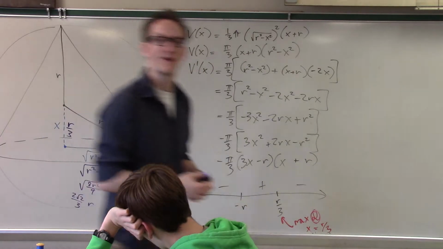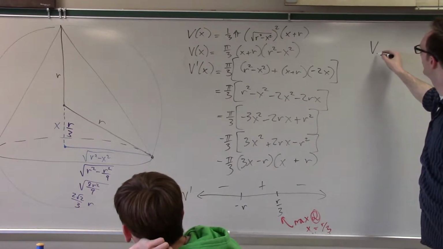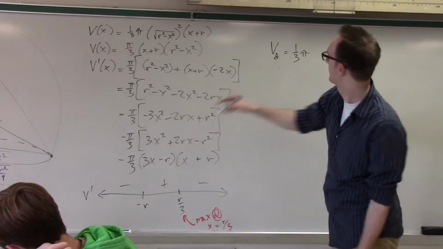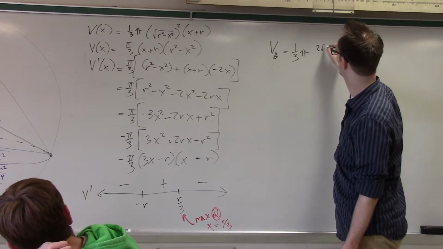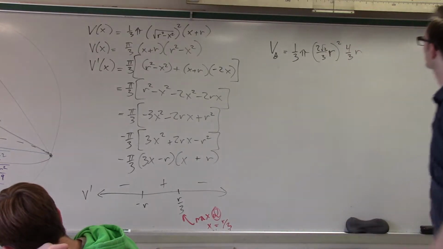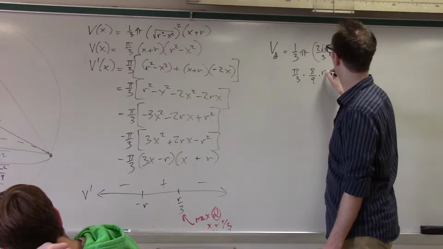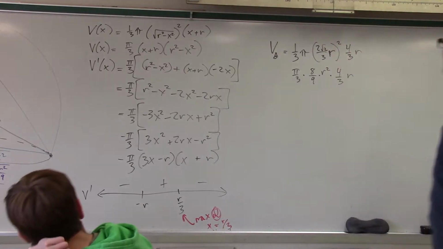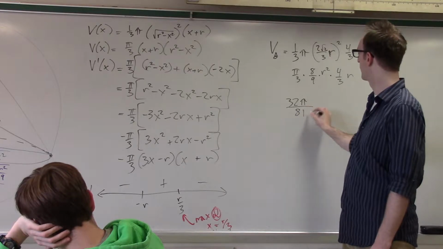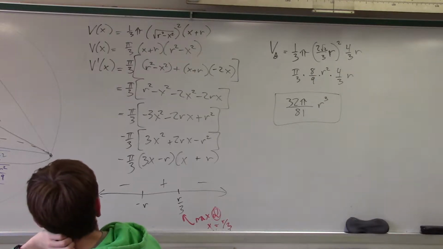Cool? Alright, finally to finish it off, make sure the camera is in frame-ish. I will compute the volume of this cone. The volume of this cone is going to be, because I think they asked you to do that, 1/3 pi, well, it's just going to be r squared, so 2 root 2 over 3 r squared times the height, which is 4/3 r. So we get this giant mess, right? Pi over 3 times 8/9 r squared times 4/3 r. Final answer, 32 pi over 81 r cubed is the volume of this cone. Beautiful, beautiful number.